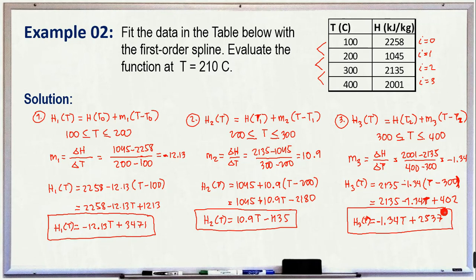So did you understand? No questions so far? Okay. If we evaluate at t equals 210, which one do we substitute into? Is it line 1, line 2, or line 3?